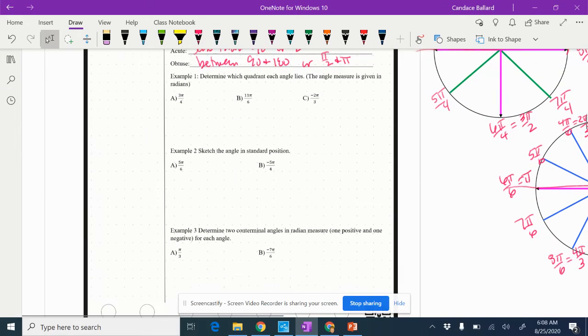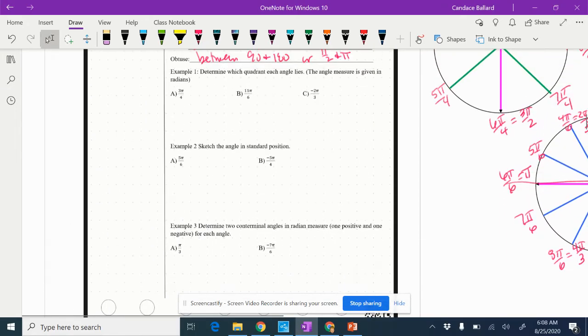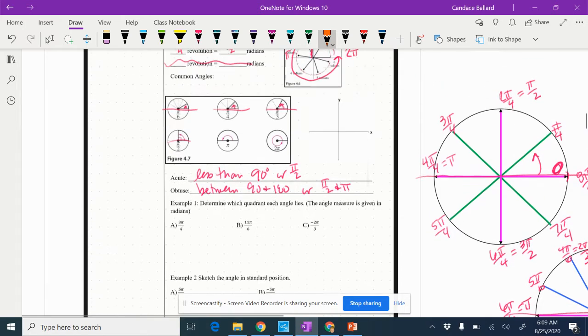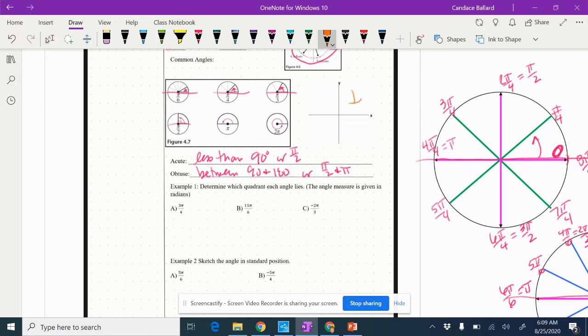So in this part of the notes, we're going to go through examples 1, 2, 3 here. In this first example, we're supposed to determine which quadrant each angle lies in. And I forgot to talk about the quadrants. That's probably what this was for. This is quadrant 1, quadrant 2, quadrant 3, quadrant 4.